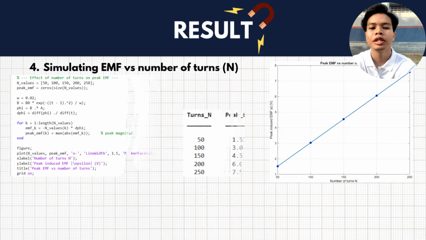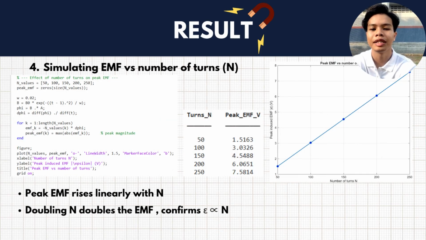The fourth figure shows the peak EMF against number of turns. The result is a straight line. Doubling N doubles the EMF. As shown in the table, 50 turns give 1.5 volts, 100 turns give 3 volts, and so on. This confirms that the induced EMF is directly proportional to N, exactly as the law predicts.